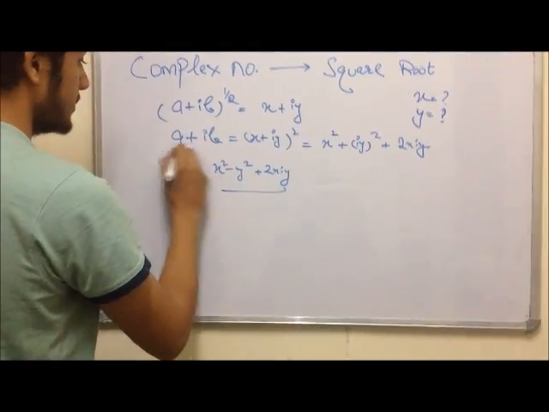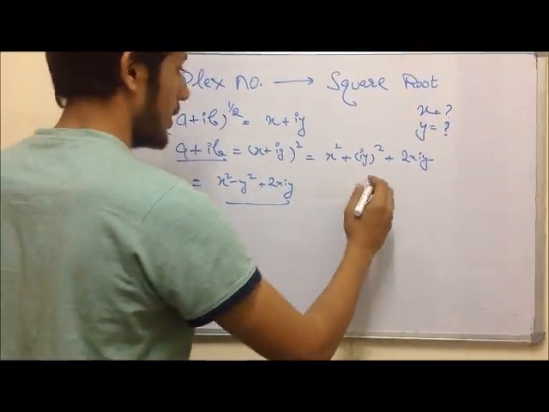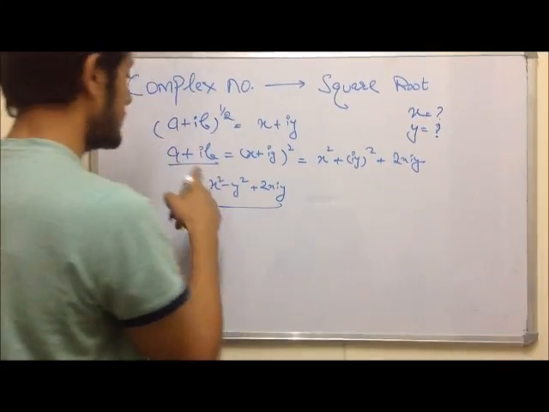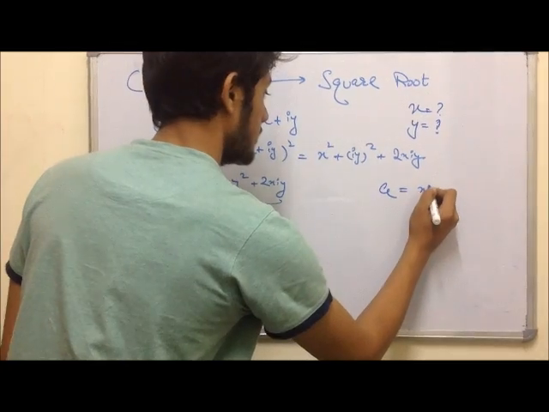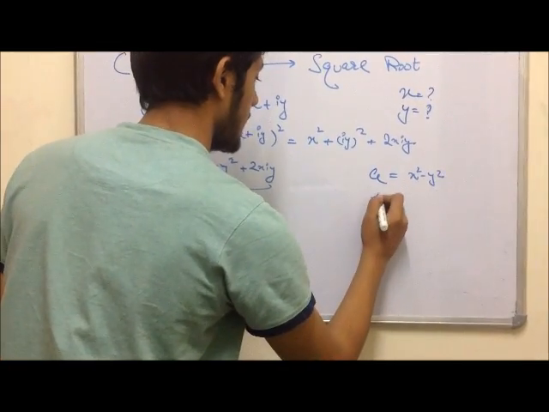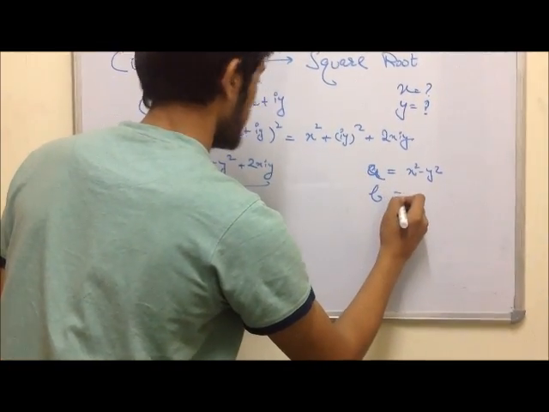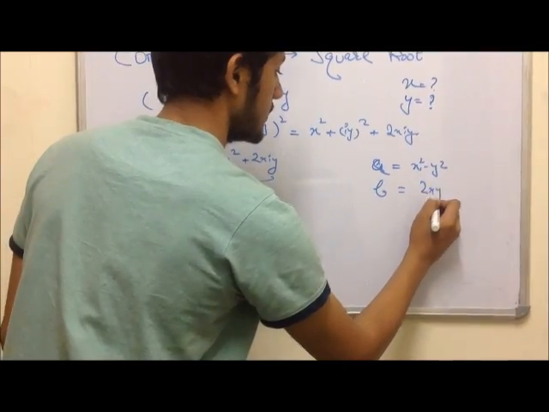Since the two complex numbers are equal, we know the property of complex numbers that the real part of one complex number is equal to the real part of the second, and hence a will be equal to x square minus y square and b will be equal to 2xy.